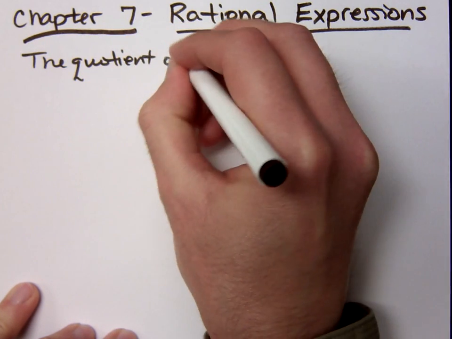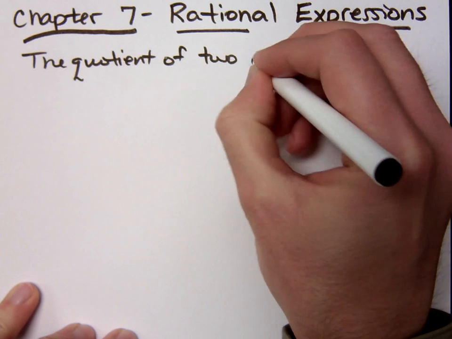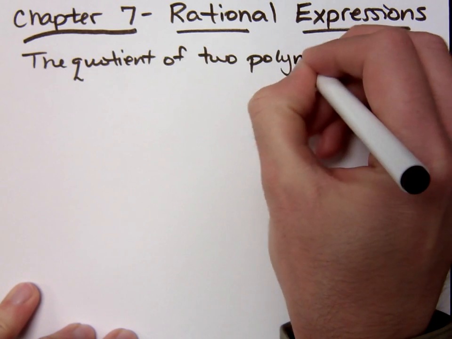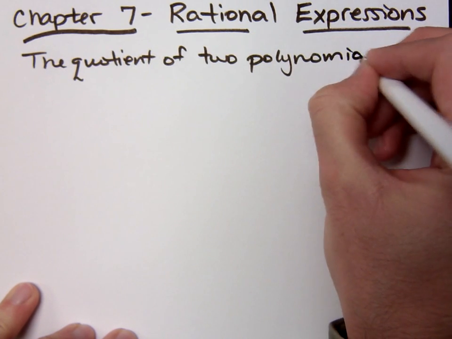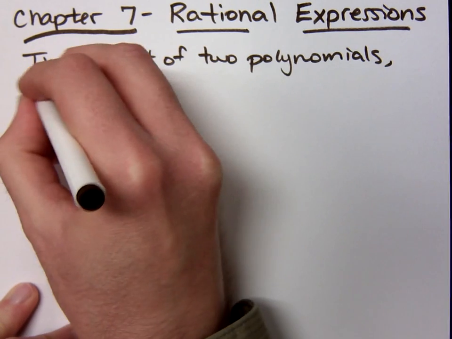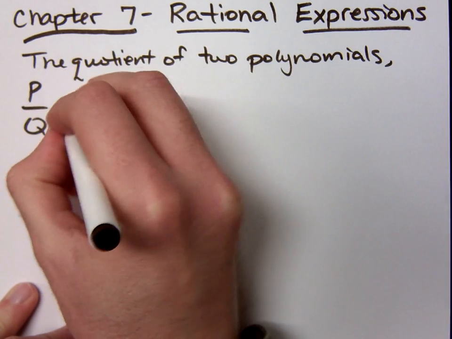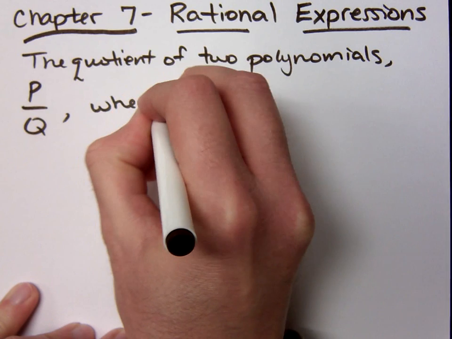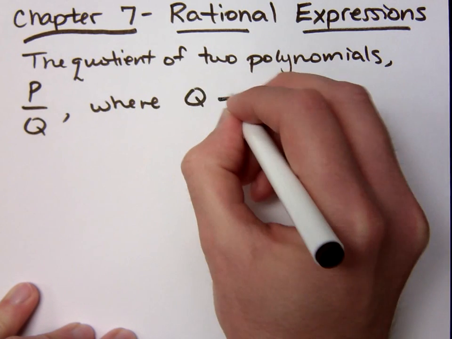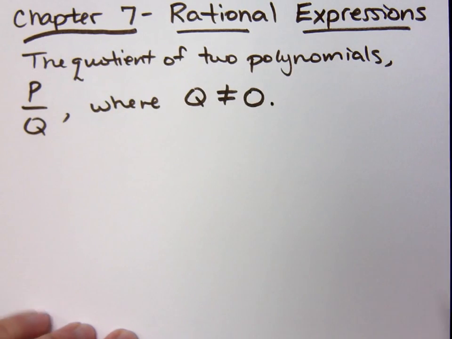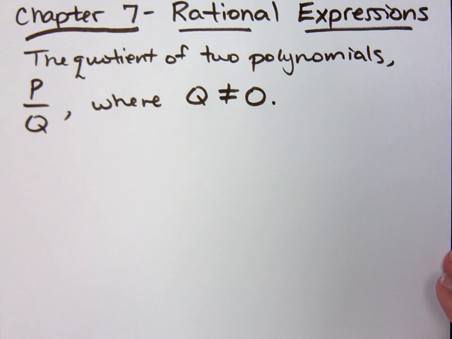is the quotient of two polynomials, p divided by q, where q does not equal the zero polynomial. That was one of the biggest things that we had with fractions. You can do all kinds of things with fractions: add, subtract, multiply, divide.